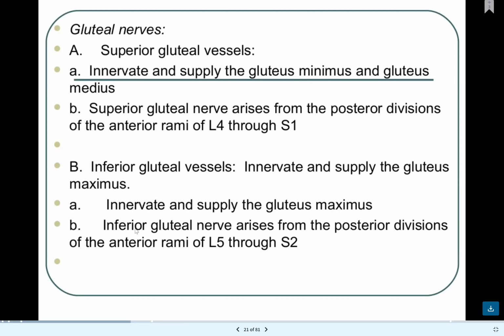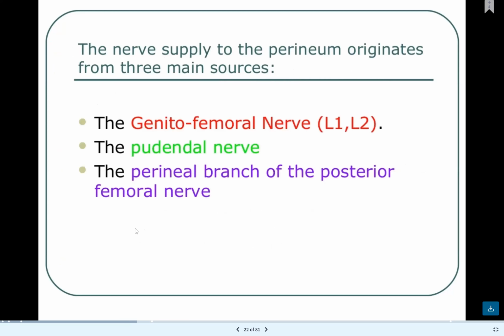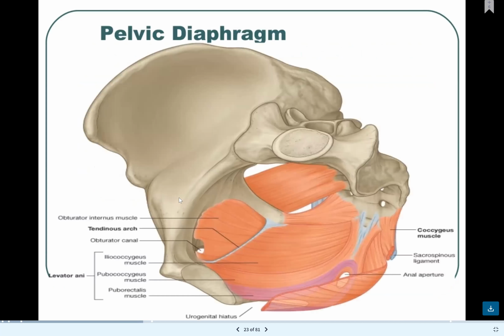So the gluteal nerves are responsible for supplying the gluteal muscles. That is the gluteus maximus, the gluteus medius, and the gluteus minimus. The nerve supply to the perineum originates from these three main sources. We mentioned them earlier: the pudendal nerve, the genitofemoral nerve, and the perineal branch of the posterior femoral nerve. So these are the nerves that will supply the contents of the perineum.